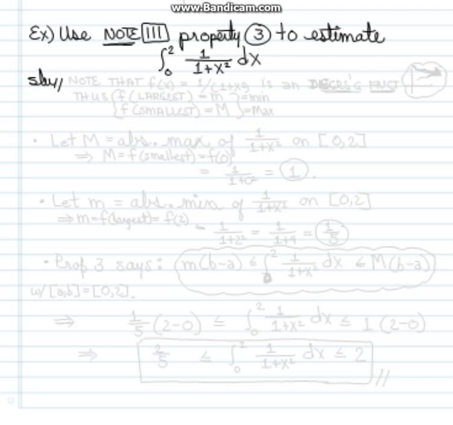This example is going to use note 111, property number 3, to estimate the integral from x equals 0 to 2 of 1 over 1 plus x squared dx. The first thing we're going to notice is that the function f of x in this problem is 1 over 1 plus x squared. It is what we call not an increasing function.